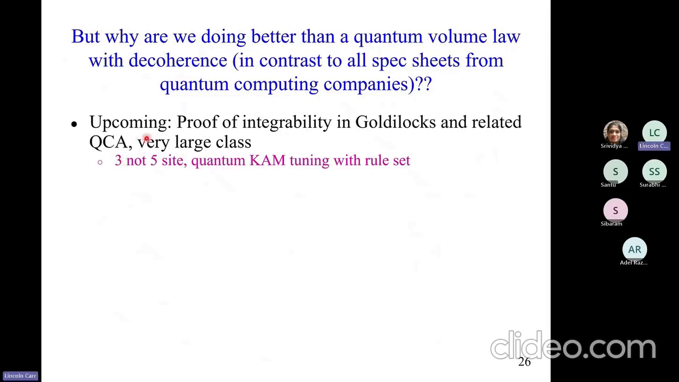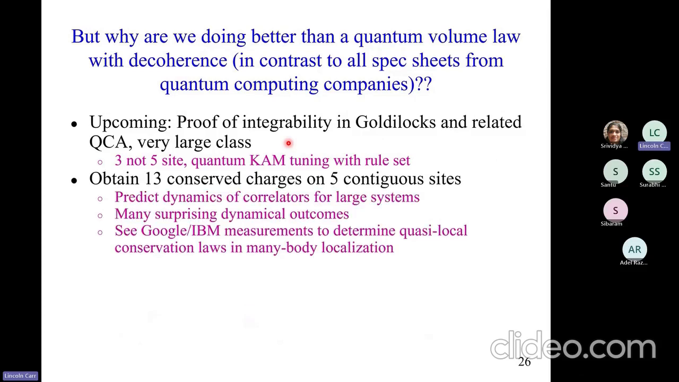So I have an upcoming improvement on Goldilocks and QCA based on 6-vertex models, which are a large class of problems. I can show this for 3-site and 5-site simulations, and it means that I can do quantum computing tests with them. I think it's a very powerful result. I can have integrable and non-integrable cases. These are free fermions, which means they're classically simulatable, and that could be one explanation of why this is a classically simulatable problem.